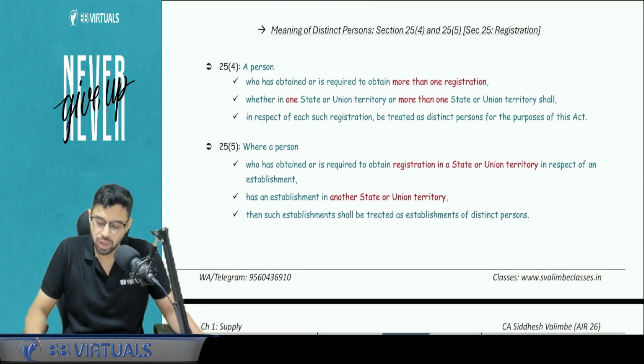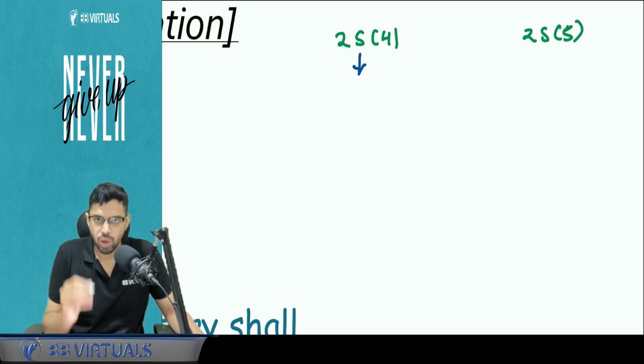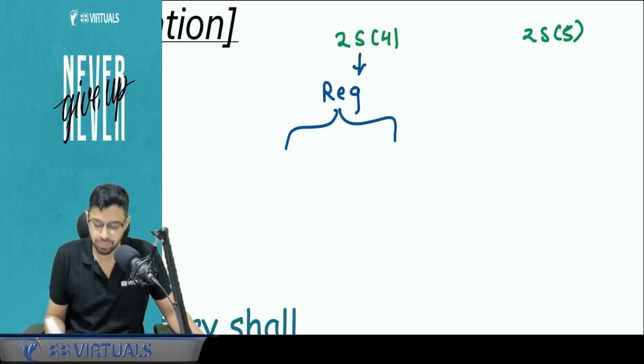Now let's understand the meaning of distinct person. Distinct person is covered under 25.4 and 25.5. Okay, very simple. Just pay attention. 25.4, you have two units. Two units are registered. It can be in one state. It can be in more than one state.